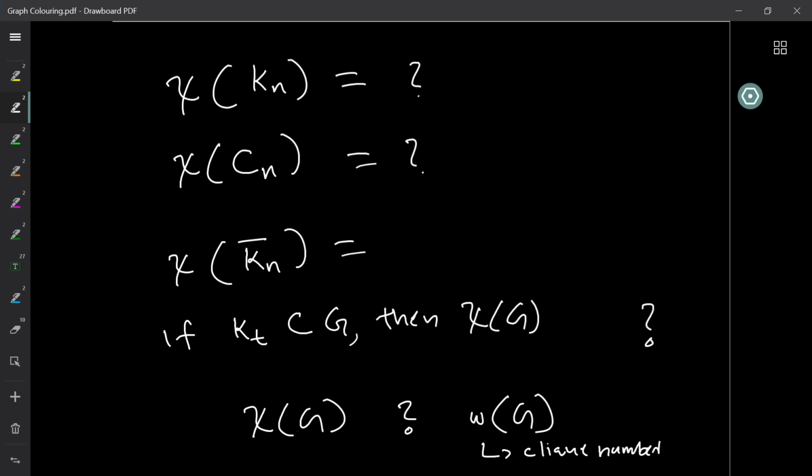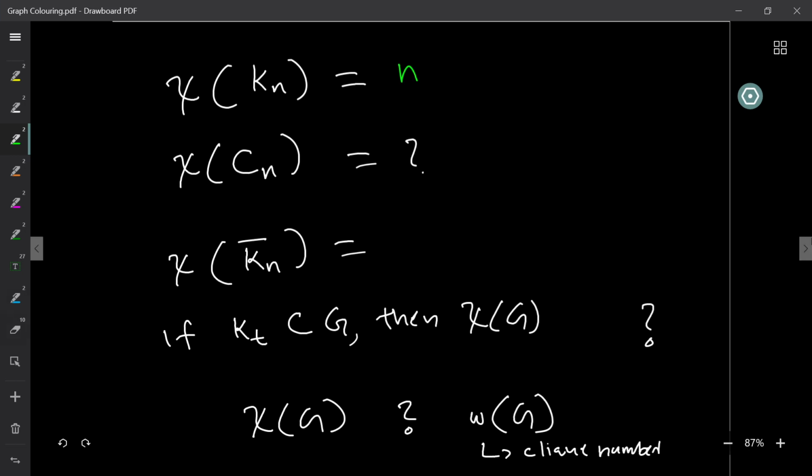So here are some questions. For example, what is the chromatic number of the complete graph on n vertices? We know that the graph is complete, so each of the vertices must get a different color because any vertex is adjacent to any other vertex. Therefore, we need at least n colors.